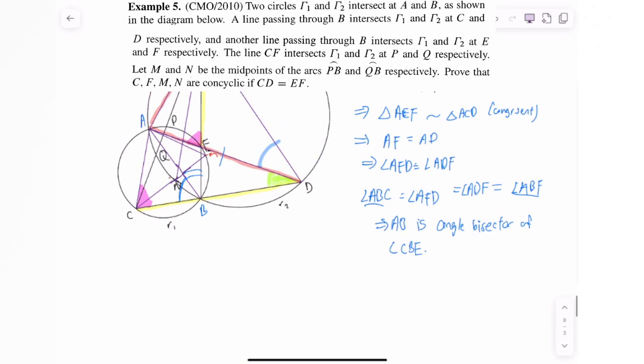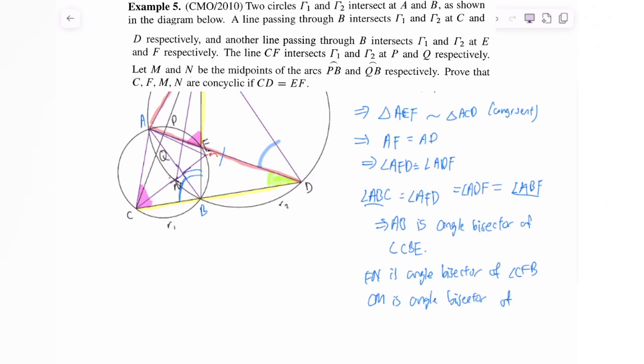And we know that FN is the angle bisector of angle CFB, since it's the midpoint of the arc, and CM is the angle bisector of angle FCB.